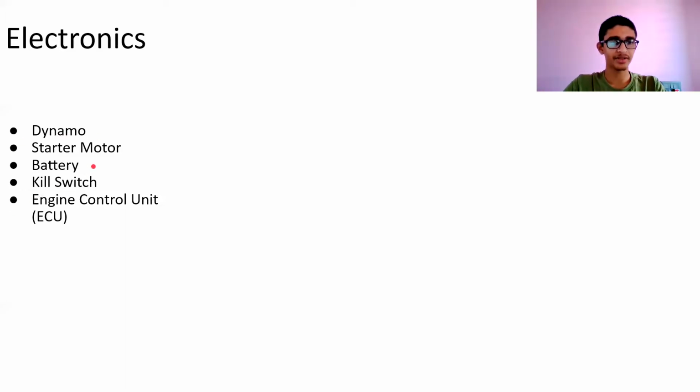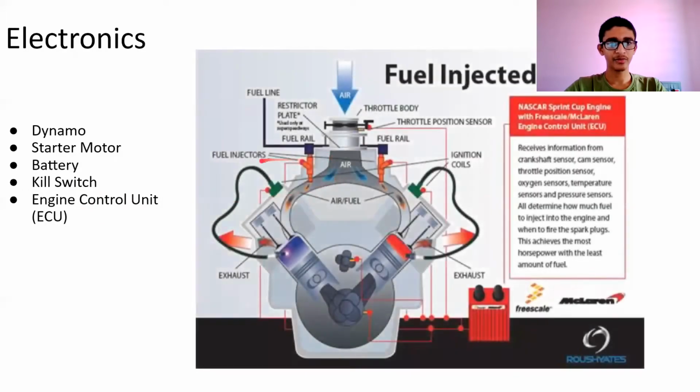The battery is going to store the electrical power made by the dynamo. Kill switches are safety equipment which I'll explain, and the ECU is the unit which is going to control all the things related to fuel injectors and opening and closing of valves. So the ECU is going to control when we need to spray the fuel inside our air, and when to open and close the intake and exhaust valve. So that's the primary job.